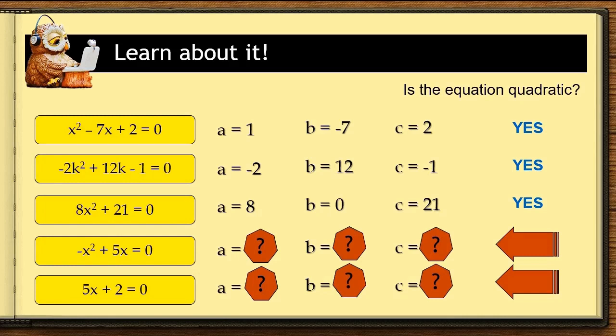That's right. The constant term is missing. So, we can say here that the value of c should be 0. But because we have here the quadratic term which is negative x squared, what is the coefficient of x squared? Okay, we cannot see any number, but we can say that the negative sign here represents negative 1. And for the linear term, we have 5x, therefore the value of b is 5.